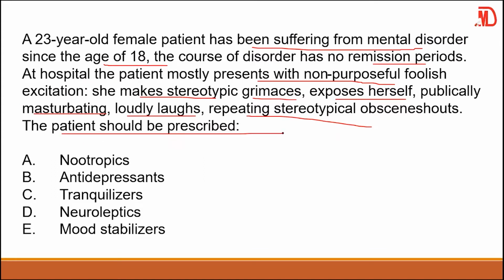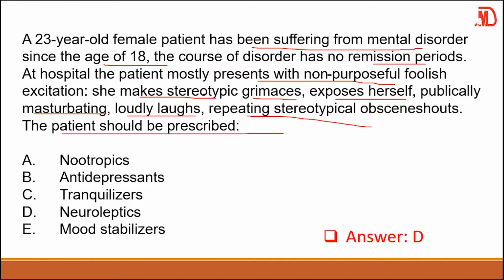But the question now is, what are you going to prescribe? They've already told you the diagnosis: the person has a mental disorder and is exhibiting all of these things. These are signs of psychosis. And if they are signs of psychosis, you need to give antipsychotic drugs. And if you want to give antipsychotic drugs, we are referring to neuroleptics. Exactly. Neuroleptics. And that's what is over here, your answer is D.